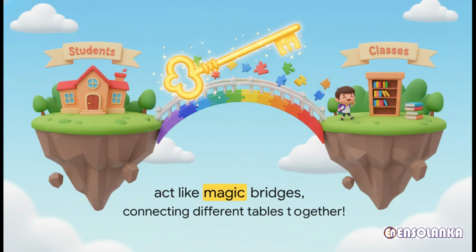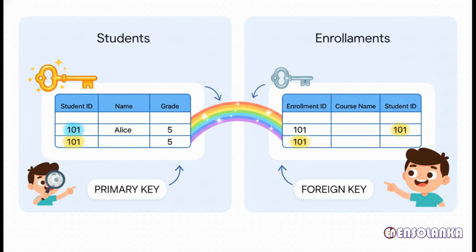We use these special little connectors called keys. You can think of them like magic bridges that link a student in one table to a class in the other table. This is how we build that amazing web of information. So there are 2 types of these magic keys.